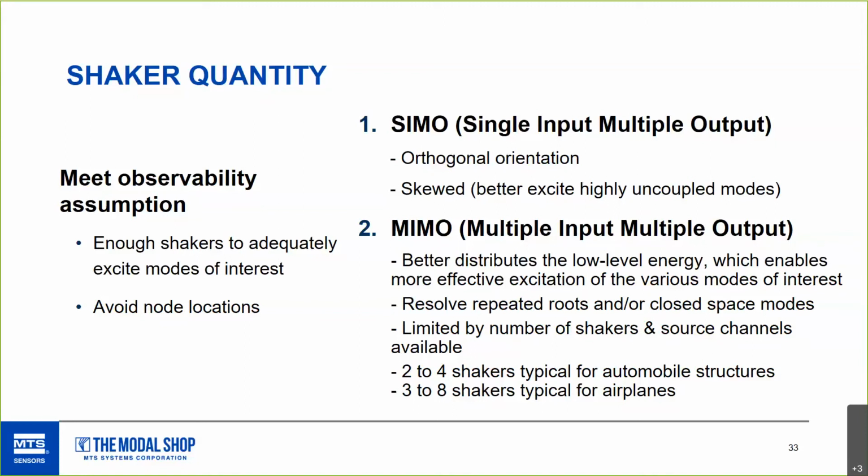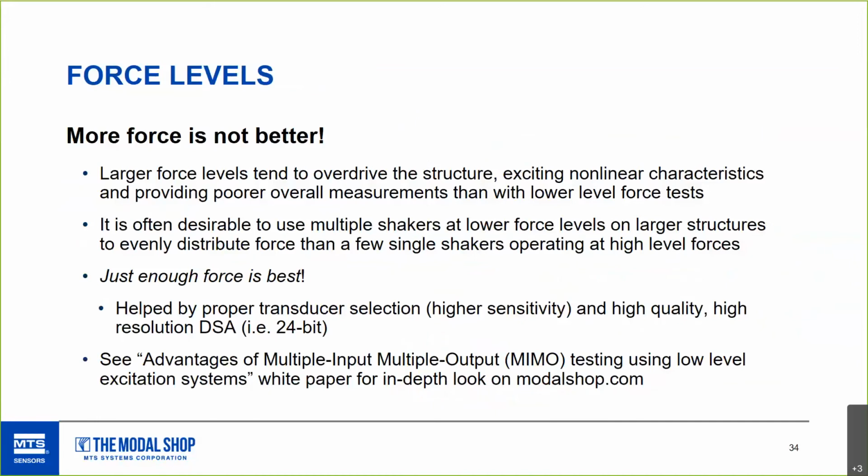Kind of a typical rule of thumb we found is for body in white and automobile structures, 2 to 4 is good. Get to larger items like a ground vibration test for aircraft, kind of in that 3 to 8, depending on the aircraft size. So really just hammering what we said, more force isn't better. Historically, people would just put a shaker on part of the structure and turn it way up. That isn't really the best method to observe all the modes. And the paper goes into more detail about that.